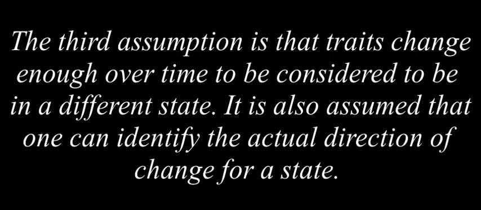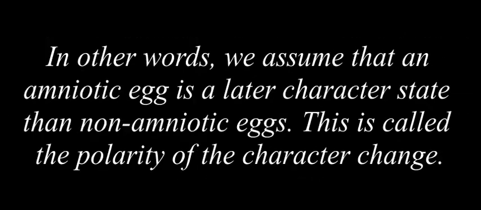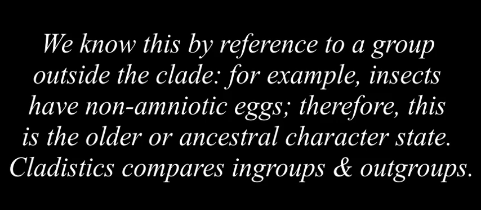The third assumption is that traits change enough over time to be considered to be in a different state. It is also assumed that one can identify the actual direction of change for a state. In other words, we assume that an amniotic egg is a later character state than non-amniotic eggs. This is called the polarity of the character change. We know this by reference to a group outside the clade. For example, insects have non-amniotic eggs, therefore this is the older or ancestral character state.